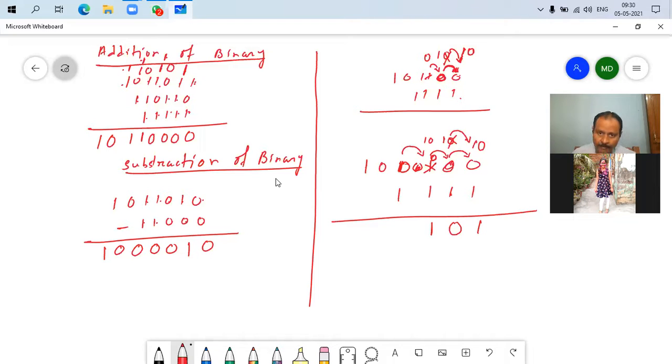Now what is the next part? 0 minus 1 is not possible. So what will we do? We will try to borrow from here. There is nothing here. When we borrow from here, this will become 10. Then when we borrow from here, this will become 10 and this will become 1. So now we can subtract. 10 minus 1 is 1. There is nothing else, so we write down the same number, and this one had already become a 0. So this is the result.